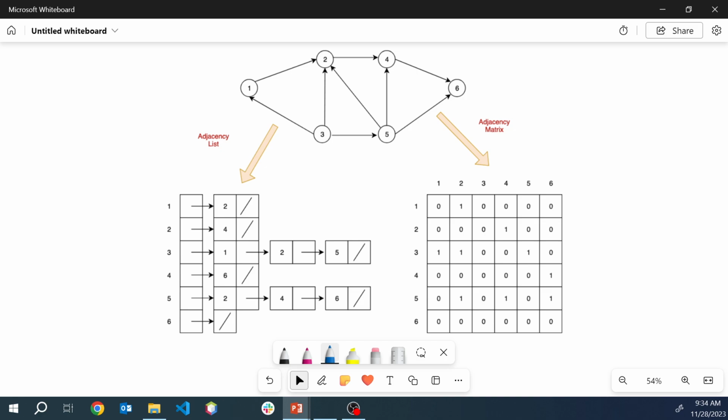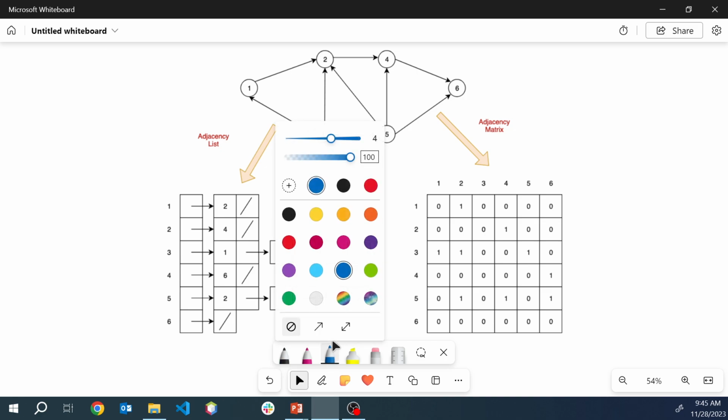Here we have a directed graph. Before answering that question, let's just examine this graph. It has 6 vertices. Here we have the 2 representations: the adjacency matrix and the adjacency list.